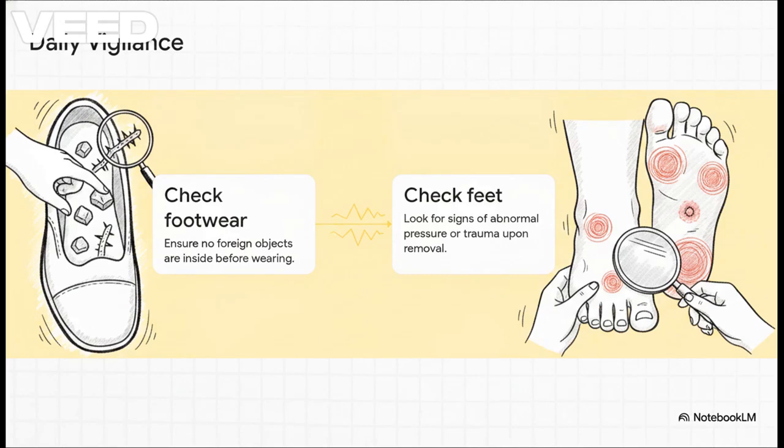But look, beyond all the advanced clinical devices, the guidelines really stress that empowered patients and their caregivers are the absolute front line of defense here. They need to practice daily vigilance, specifically these two steps. Check footwear for foreign objects before putting them on, and check feet for any abnormal pressure or trauma the moment you take them off. Why is this so critical? Because, as we discussed earlier, a patient with severe neuropathy literally cannot feel a rogue pebble inside their shoe. And that tiny pebble, it can cause a full-blown ulcer in a single afternoon.